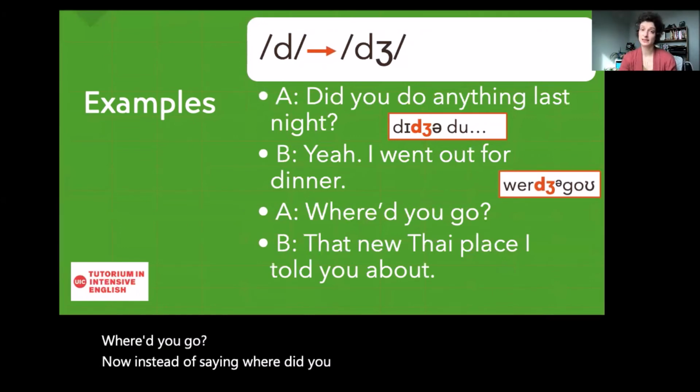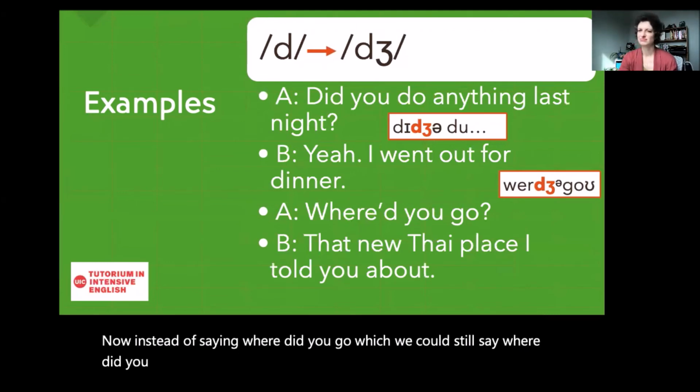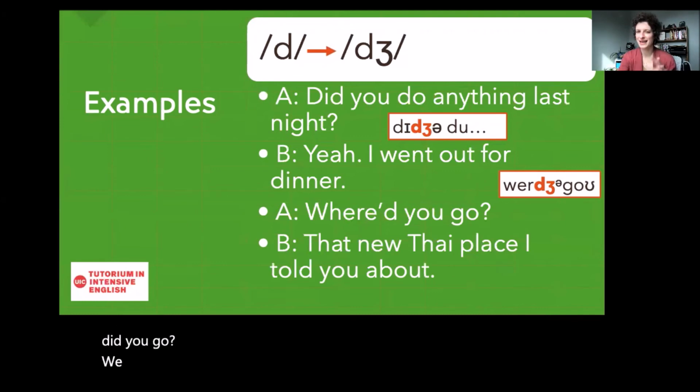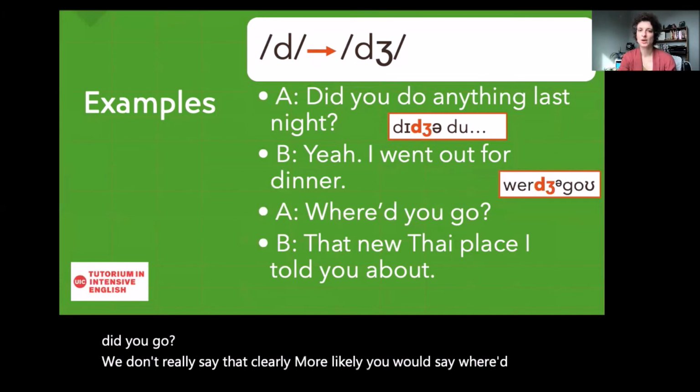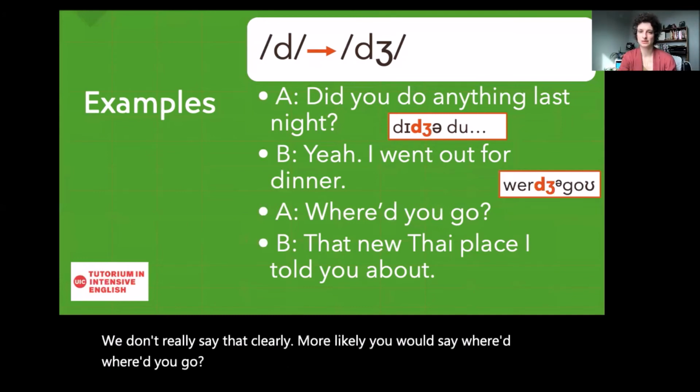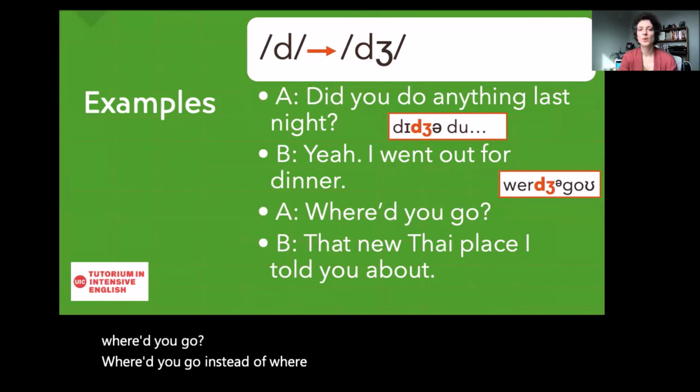Now, instead of saying, where did you go? Which we could still say, where did you go? We don't really say it that clearly. More likely, you would say, where'd you go? Where'd you go? Instead of where did you go?